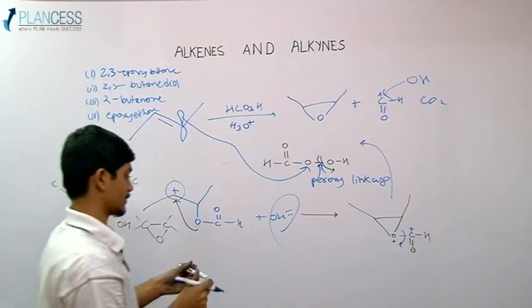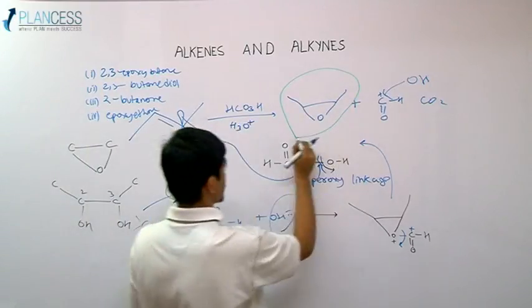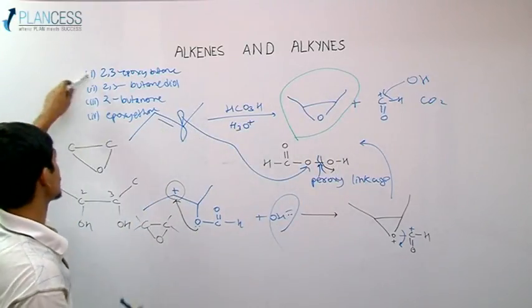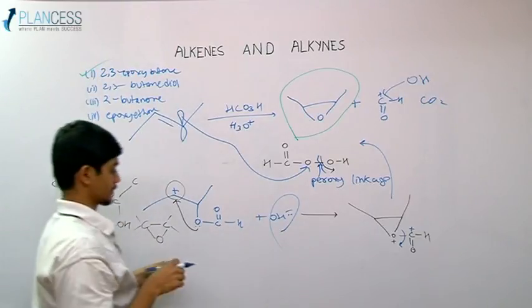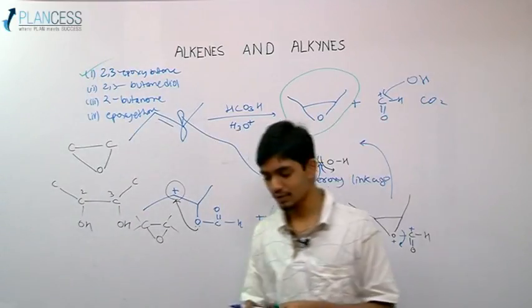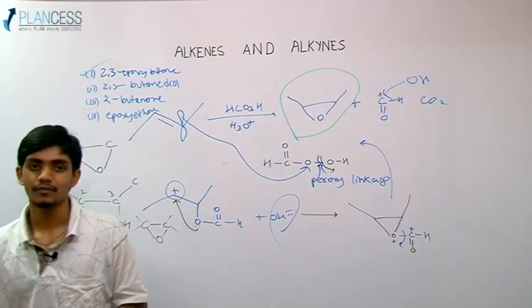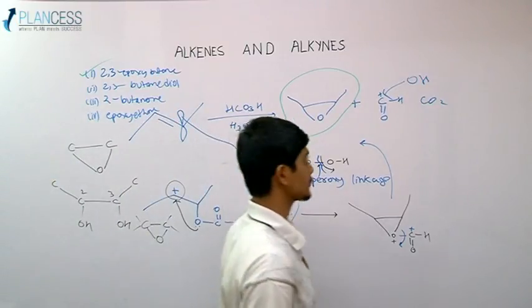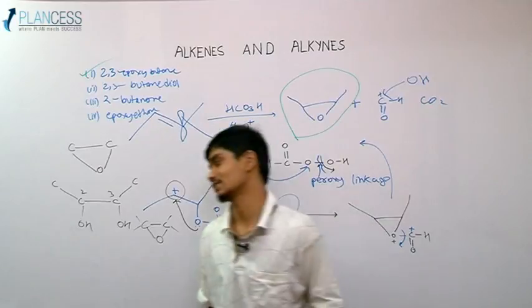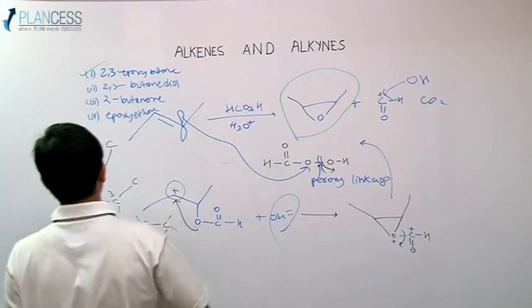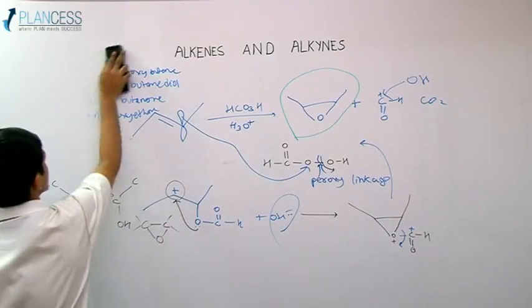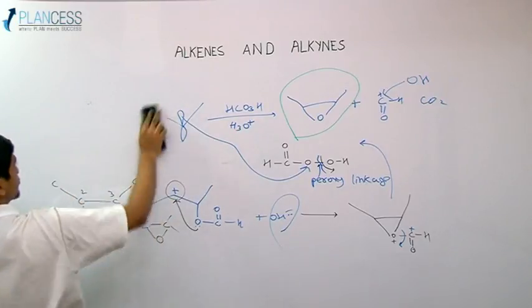So finally our structure is this, and yes, it definitely matches with one of the options. So we have unknown reaction, unknown mechanism, we have generated our own mechanism, and we have got the correct answer also. It is very nice. So let us move on to the second question of the comprehension.